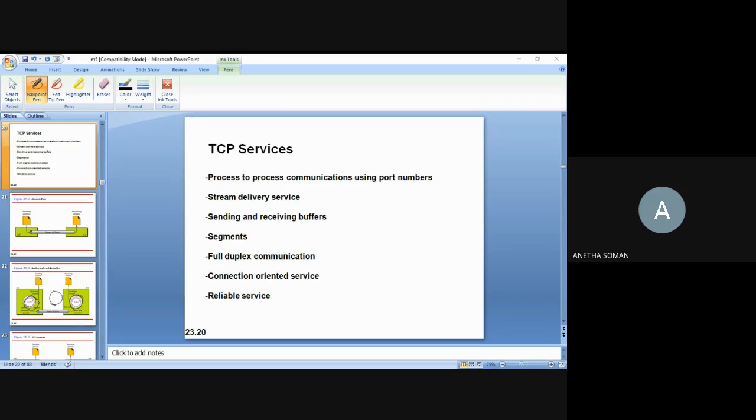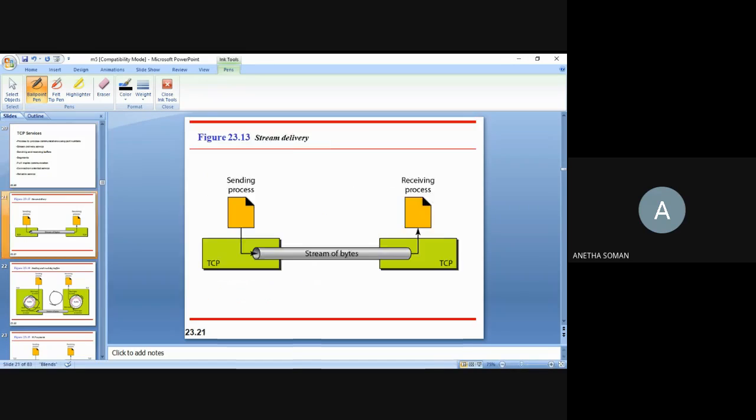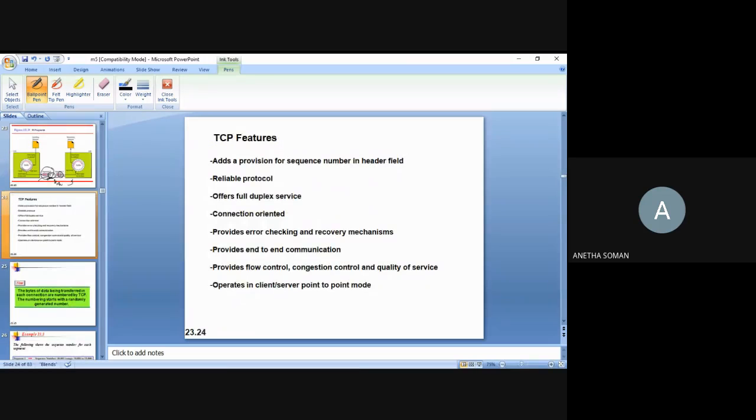Right? Okay. So what I was telling is that it will support full duplex communication. Full duplex communication means data can flow in both directions at the same time. Then, as I told, it is a connection-oriented service and a reliable service. So these are some of the services that TCP provides. Next we will see what the TCP features are. Altogether, everything is related. Sometimes the question is asked, what are the TCP features and what are the TCP services? You should be able to write it.